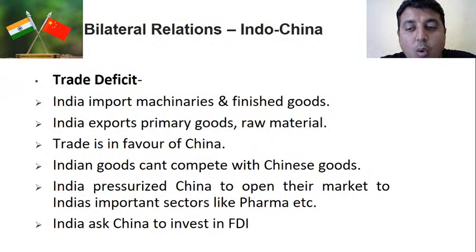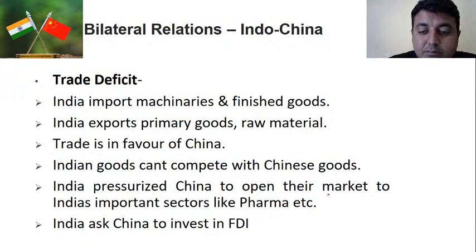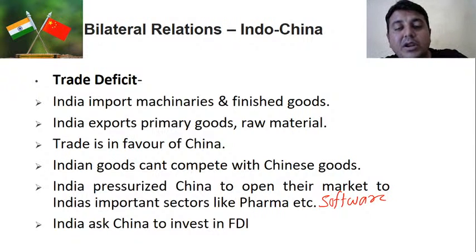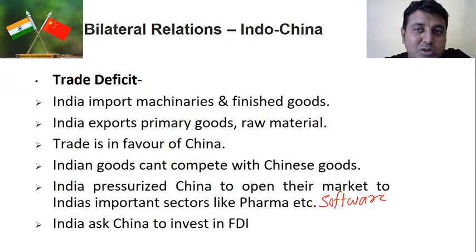Next, India pressurized China to open their market for Indian important sectors like pharma, like software. Am I right or wrong? Software sector is our strength. Pharma sector is our strength. We asked them to open their market for us, but they didn't allow. Why? Because these sectors are our strength. If they open their market for Indian products, then it will be more beneficial for India, so that trade might get balanced. So that's why the Chinese government is not opening the market.